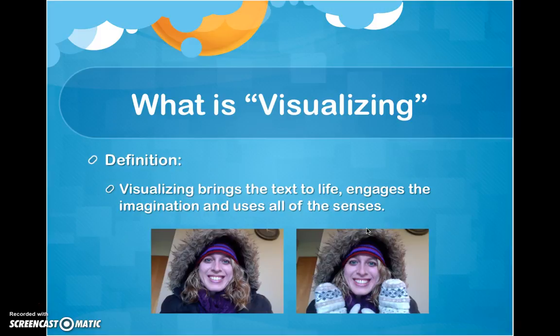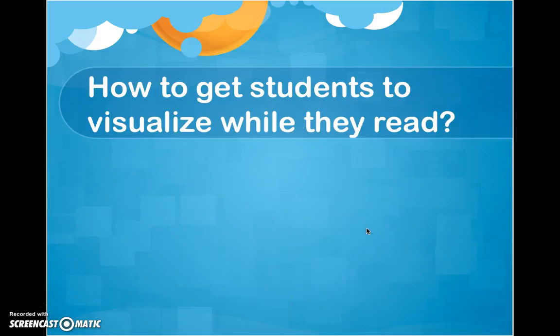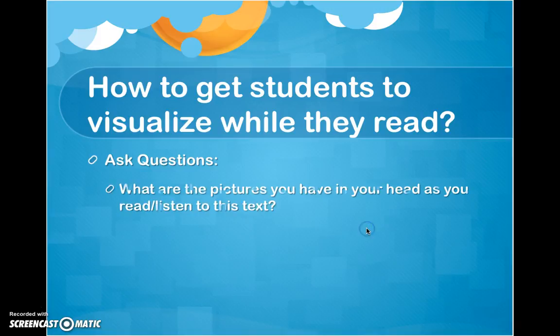It helps students to really think about what they read, what it would be like to be there, who was involved in the story, what did it feel like, smell like, look like. How to get students to visualize while they read. One way you can do this is by asking the right questions.